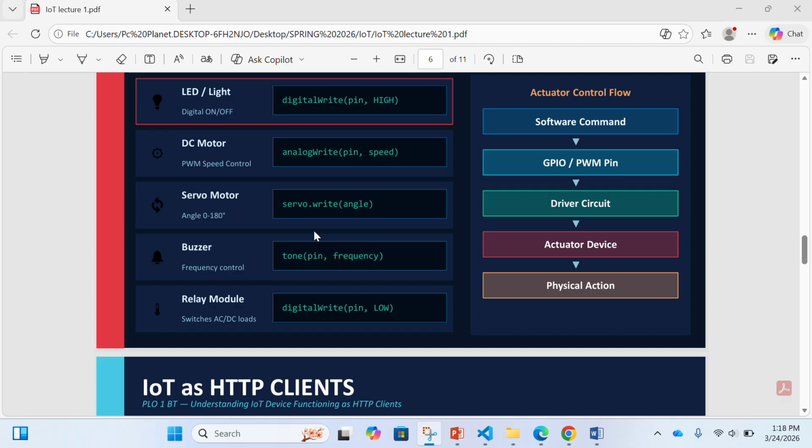Now the concept linking all actuators is the control flow diagram on this slide. At the top, the software command, a line of code, triggers a GPIO or pulse width modulation pin. That pin signal goes to a driver circuit, which amplifies it to the voltage and current the actuator needs. The driver then controls the actuator, which produces a physical action in the real world. Every time you write one line of code, you can move something in the physical world. That is the power of IoT.